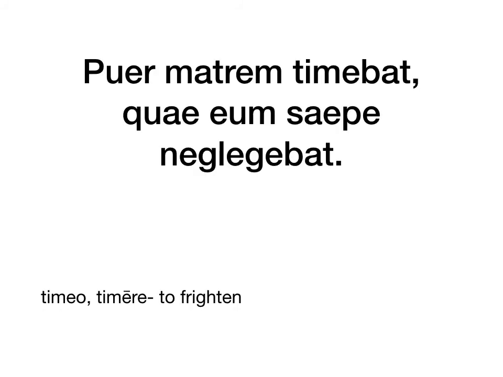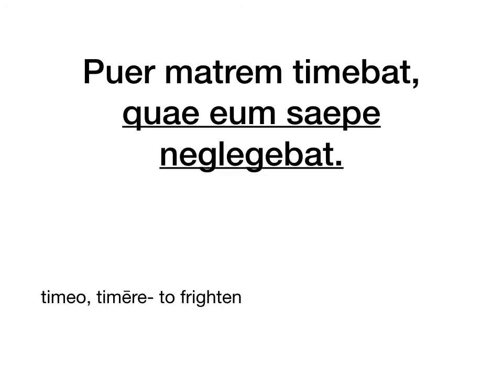Okay, moving on to our last example for today. So please give this one your best shot. Puer matrem timebat quae eum saepe neglegebat. The only vocab I could think of that might throw you guys off, besides, I guess, eum, but eum is him, is timeo timere, and that is a new-ish vocab word for to frighten, like timid, like timor, timoris. So we do have a relative clause here. It is wildly straightforward. Pause and give it a shot, guys.